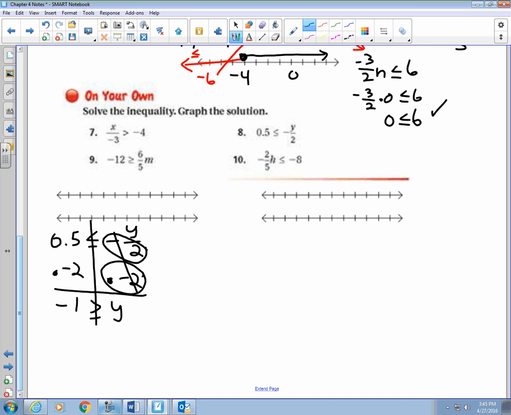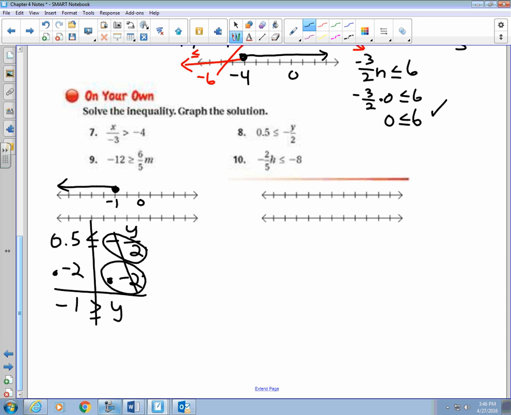When I read this, y is less than or equal to -1, from the variable towards the number. So in order to graph that, which again I'll do up here, I need a 0, and I need a -1 somewhere on my number line. And y can be less than or equal to it. So that's a closed circle and an arrow to the left. All right, so that's our solution for number 8.